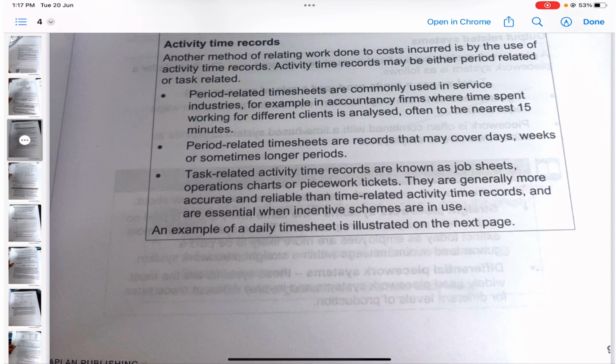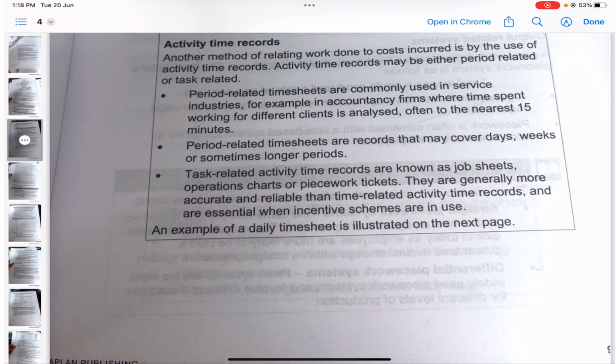So what are period related timesheets? Period related timesheets, so when I'm talking about period, I'm talking about specific time duration. So period related timesheets are commonly used in service industries. Service industries means wherein you provide various services to the clients. In that case, you don't really have a product, it's a service which you are providing. In that case, you basically measure on the basis of period.